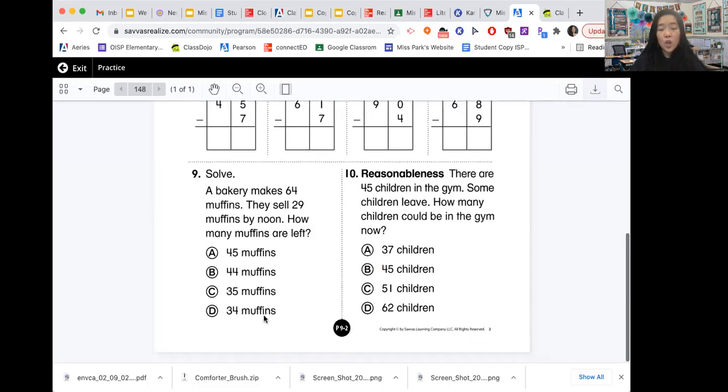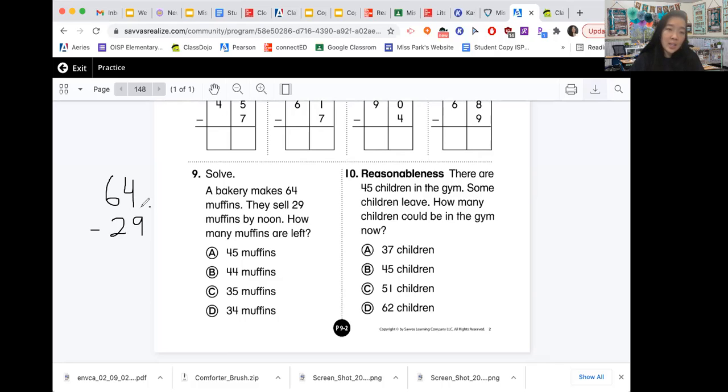Number 9, solve. A bakery makes 64 muffins. They sell 29 muffins by noon. How many muffins are left? So they had 64 and they sell 29.